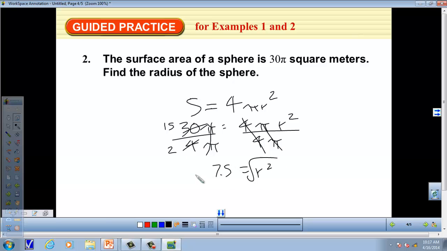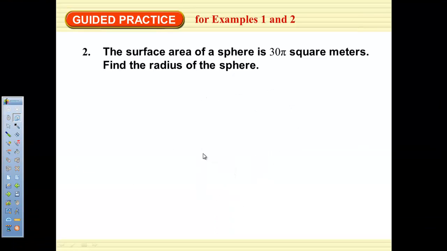And we're going to take the square root of both sides. So we want the square root of 7.5. And that is equal to approximately 2.74 meters. Again, they use 3.14, so they're off a little bit.